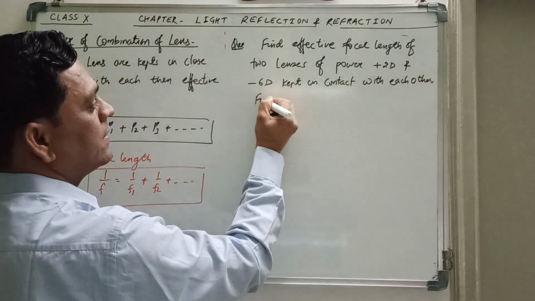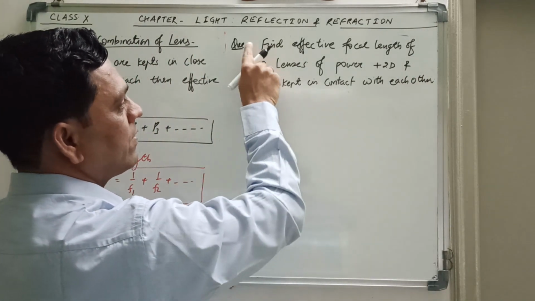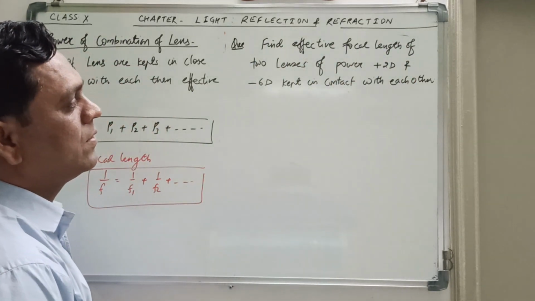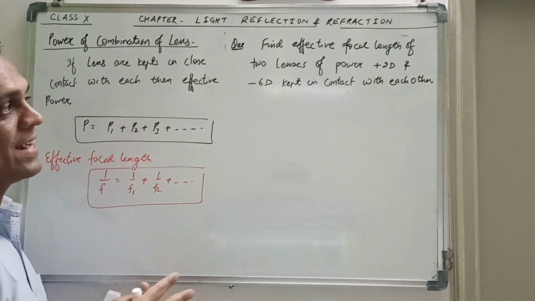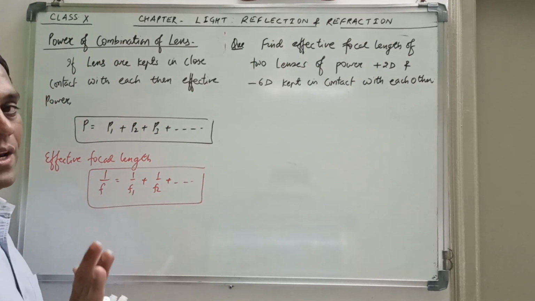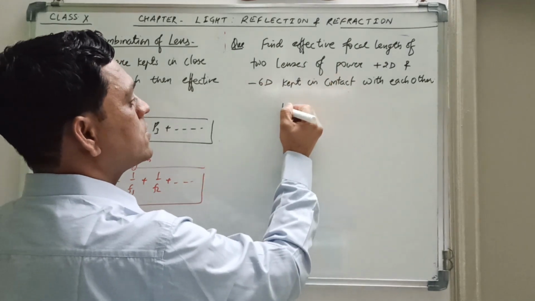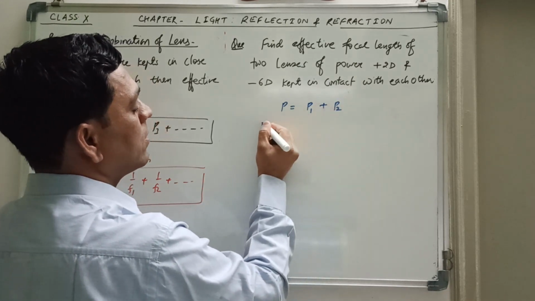So find the effective focal length of the two lenses of power, this and this, kept in contact with each other. So do not find the effective focal length directly there. First you find the net power, okay? So there are two lenses, so the net power will be P1 plus P2 here. Ye hum log nikalenge.